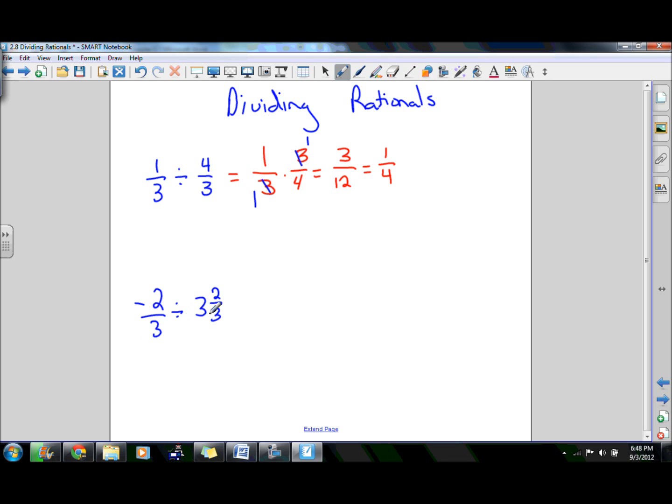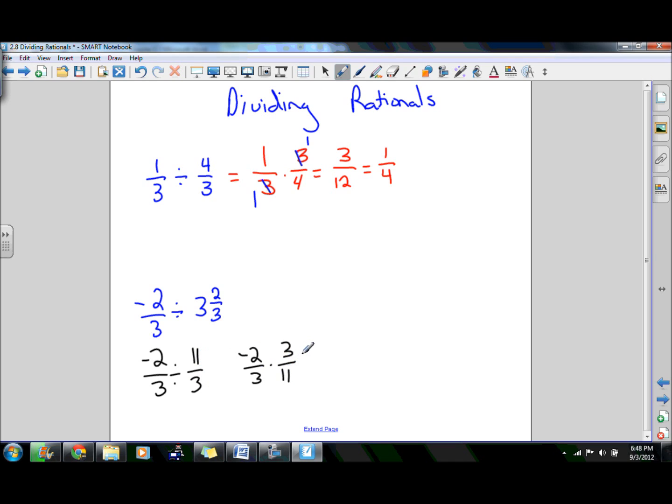Here we have to turn this into an improper fraction first. So we get 3 times 3 is 9, plus 2 is 11. So I get negative 2/3 divided by 11/3. Now we flip the second fraction. Negative 2 over 3 times 3 over 11.